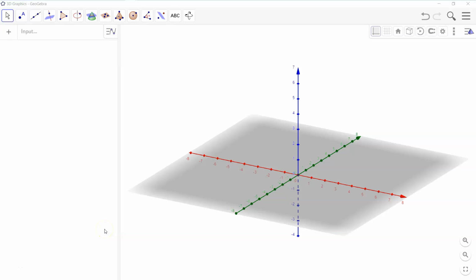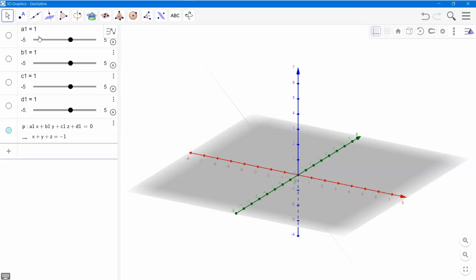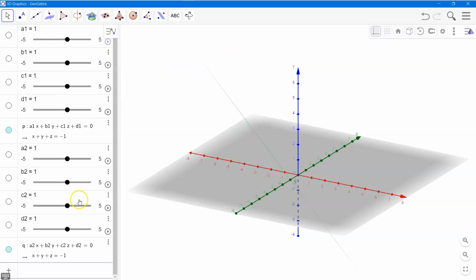Now let's look at planes which are bisecting the angle between two existing planes. So you already have two planes: a1x plus b1y plus c1z plus d1 equal to 0. This is one plane already existing. Then you have a2x plus b2y plus c2z plus d2 equal to 0. So this is another plane.